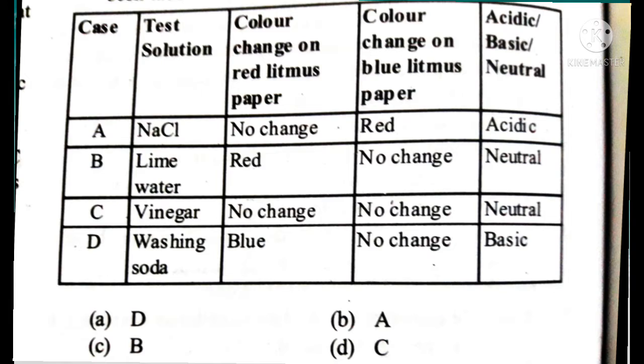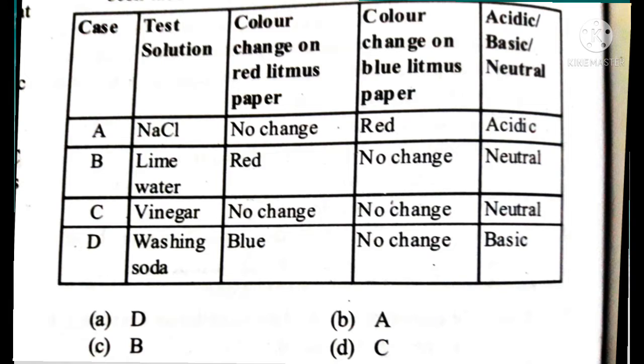Then capital letter C, vinegar. Vinegar is acidic in nature. So automatically it changes blue color into red color. But it is given as no effect on red and blue litmus paper. And also vinegar is given as neutral. So capital letter C is also wrong.